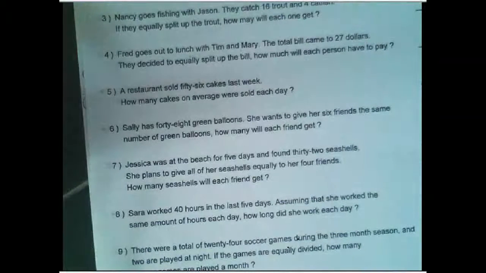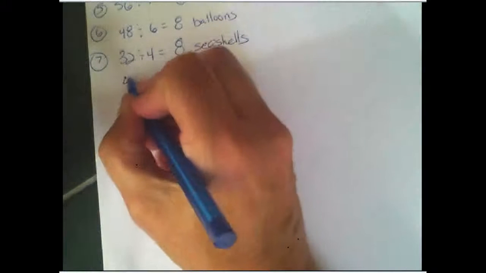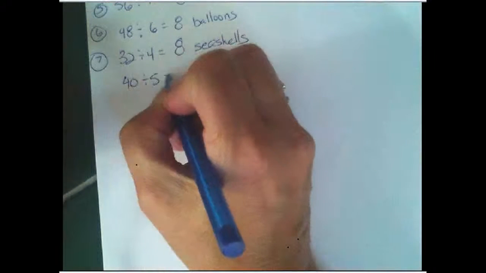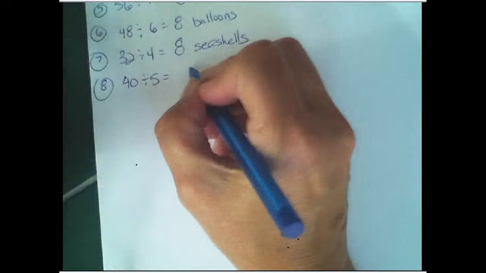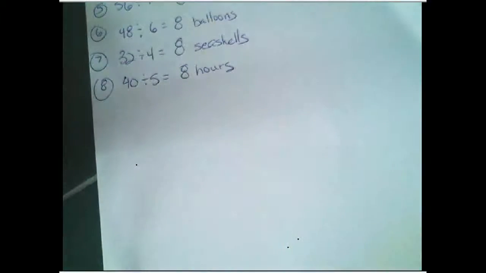Problem number 8. Sarah worked 40 hours in the last 5 days. Assuming that she worked the same amount of hours each day, how long did she work each day? There were 40 hours divided by 5 days, and we take our 40 divided by 5, and that's 8 hours a day.